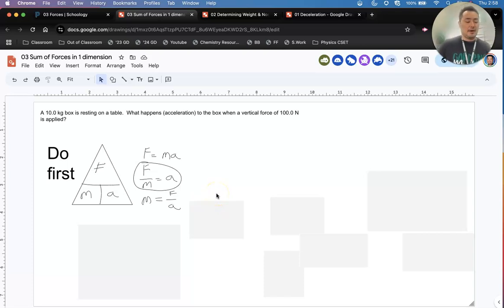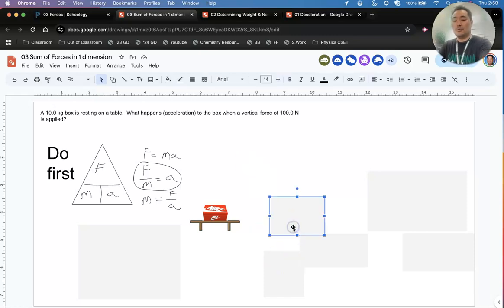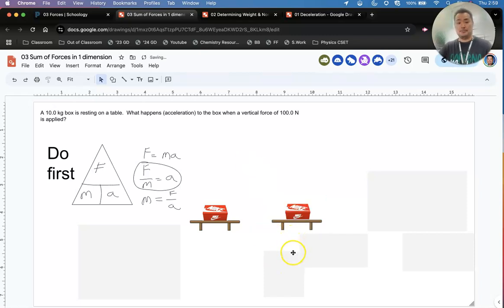This is going to require another drawing. Got my shoebox, got a table. Then we're going to draw an arrow, what's happening to the box. Weight is the force that pulls all things down. So give yourself a nice arrow pulling down on the box.